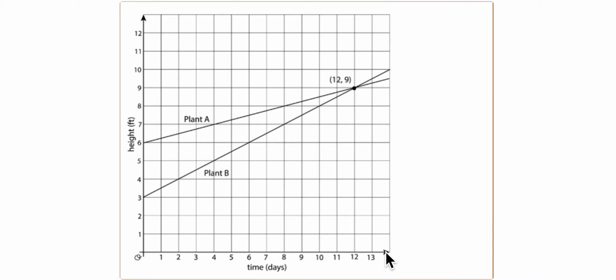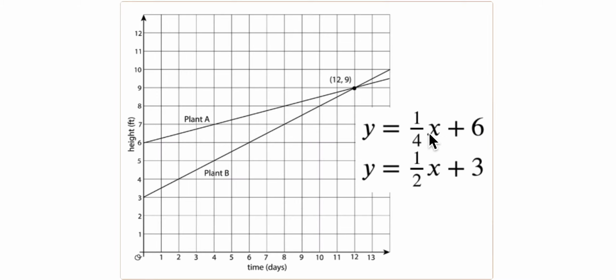So here's a graph of those two equations, and here are those two equations. So in this situation, you have plant A that starts out at 6 feet tall and grows at a slower rate than plant B that starts out shorter. It starts out at 3 feet tall and it grows at a faster rate. So of course they will intersect somewhere, and your task is to find that point of intersection. That's the solution to both of these equations, because at this point they will both be 9 feet tall after 12 days. So they've grown for 12 days and they are both 9 feet tall.